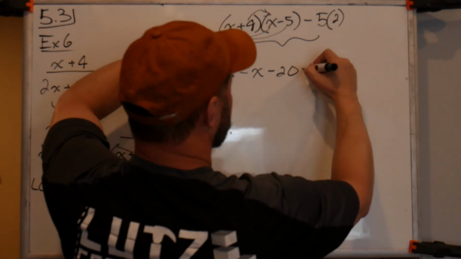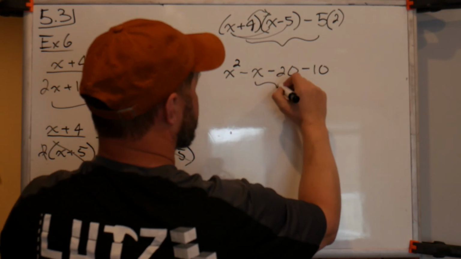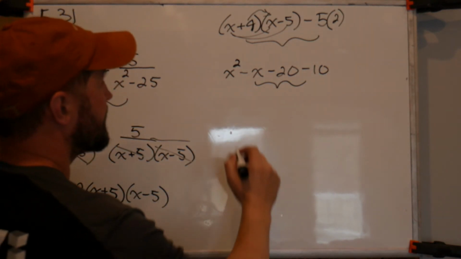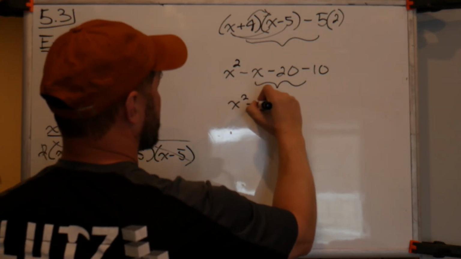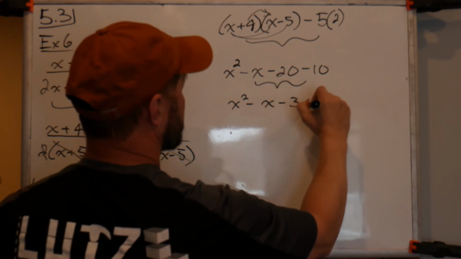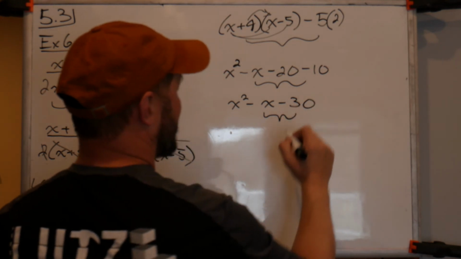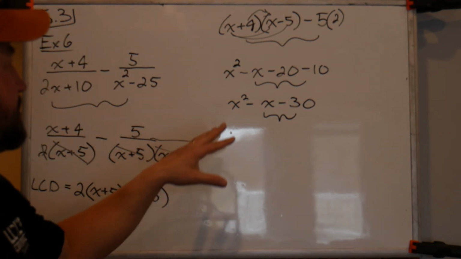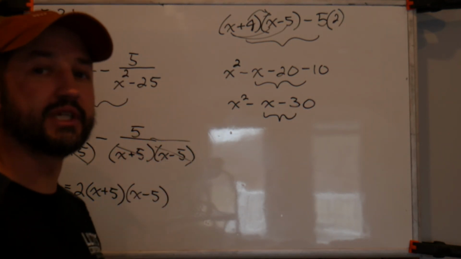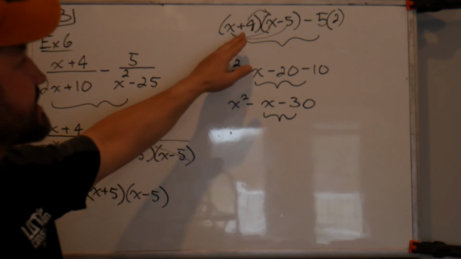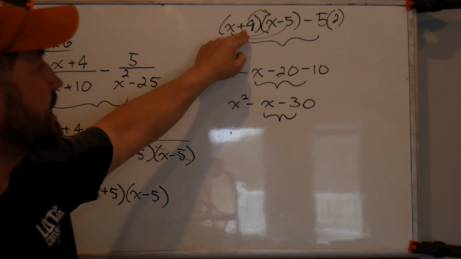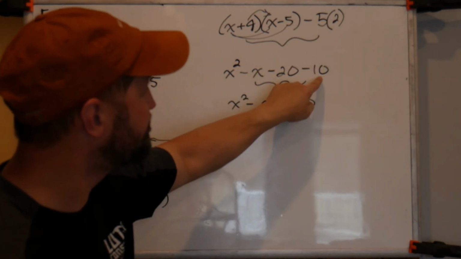Negative 20, negative 10. Now I combine again. I have an x squared minus x minus 30. Now I have to factor. So that's the big issue with these types of problems that some students get hung up on is, yes, I have to distribute in order to combine this piece.